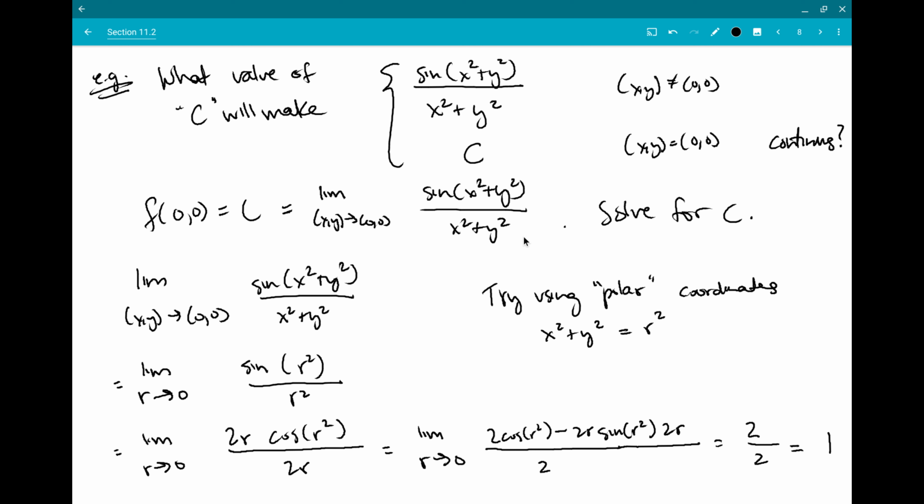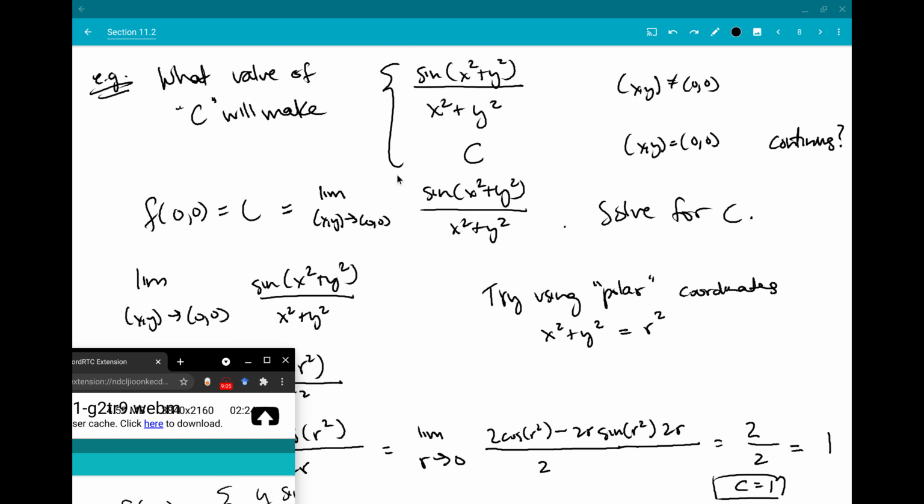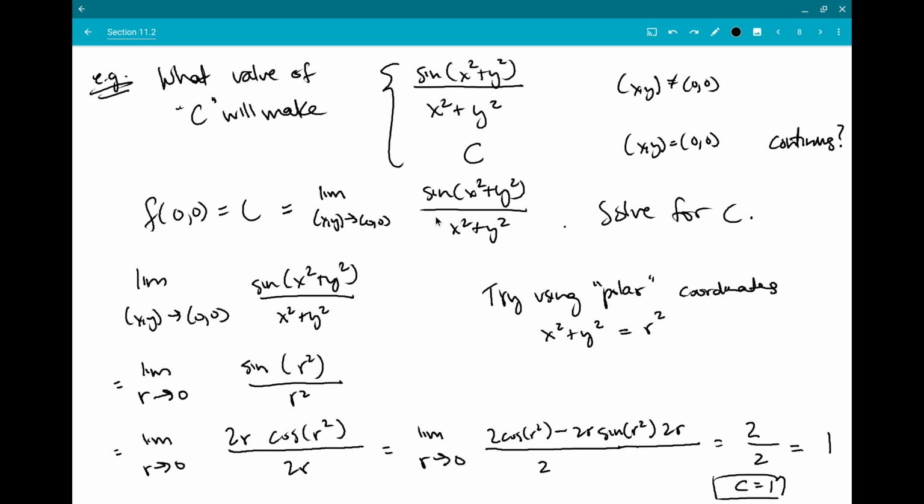So if I want this to be continuous, I need f of 0, 0 equal to c to be the same as this limit. But I just managed to take this limit. I know it's 1. So I know that I should have c equal to 1. Or I could just write it back up here. I could say, oh, must be 1 at that point in my function. And so those are the two different ways we can use this continuity, or two examples of it, one of them being to show that something isn't continuous, and one of them being to solve for a way to make something continuous.